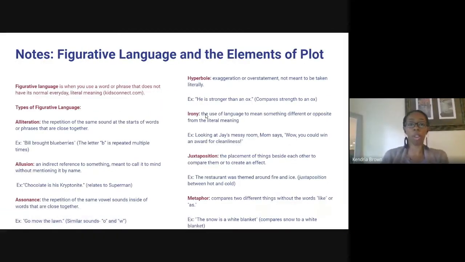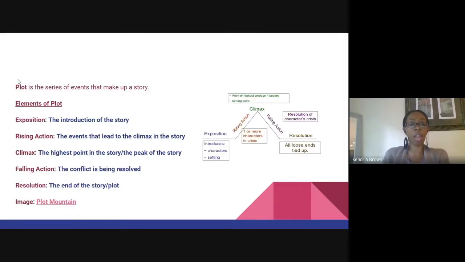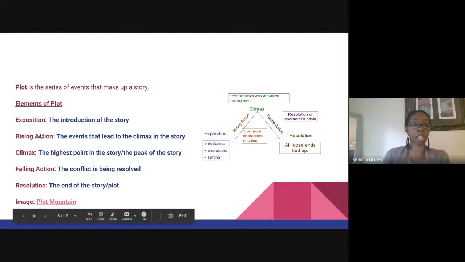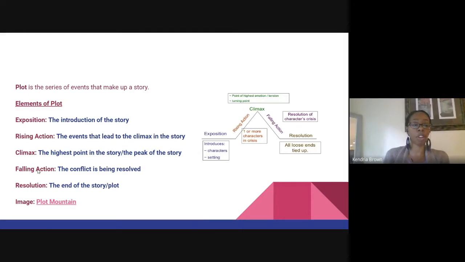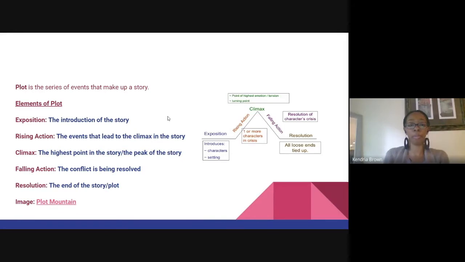All right, this is just a quick recap of our notes that we've been using this week. So you already have vocabulary cards. I won't go over them in detail, but just remember that figurative language is when you use a word or phrase that does not have its normal everyday literal meaning. And these are the different types of figurative language that we've gone over this week. Again, you have your cards and you'll also have access to these slides. Plot is a series of events that make up a story, and these are the elements of plot: the exposition, rising action, climax, falling action, and resolution. We will make references to that today and tomorrow, okay?